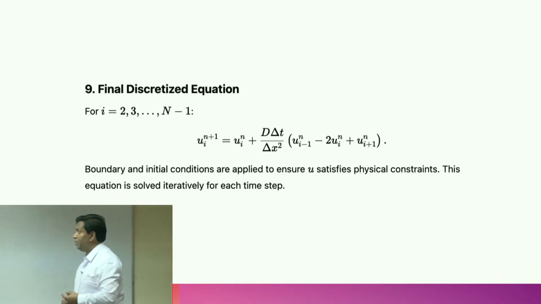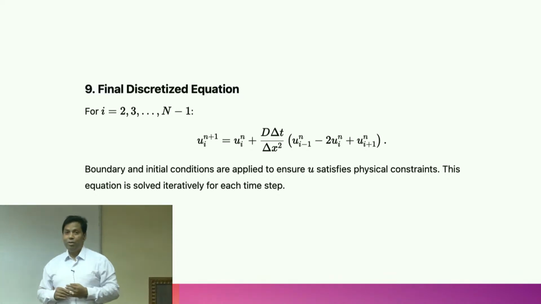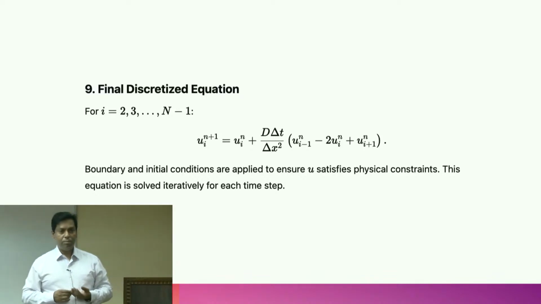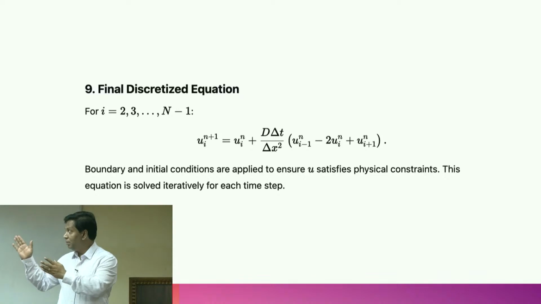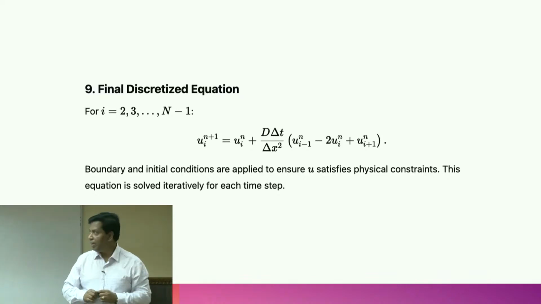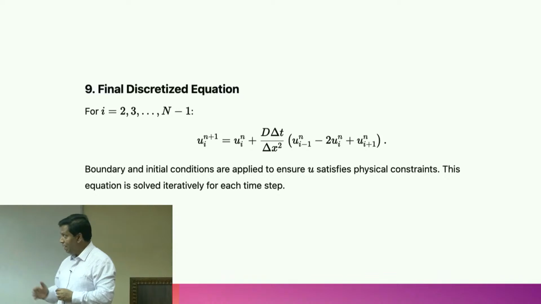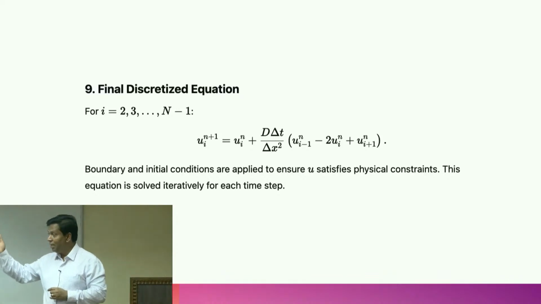Now the final discretized equation looks like this. This is the equation we have to solve. You can calculate it by yourself because I skipped a lot of steps, and at the end you will see your equation looks like this. This is the equation we will be solving.